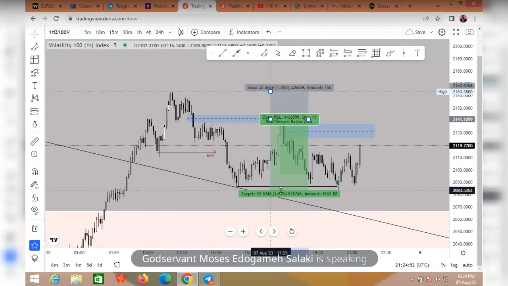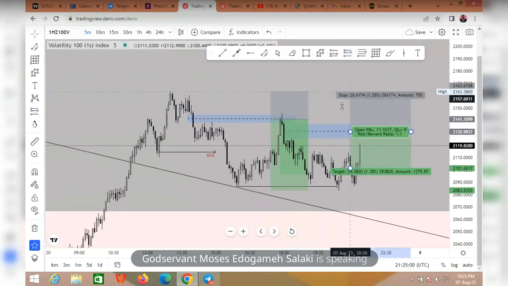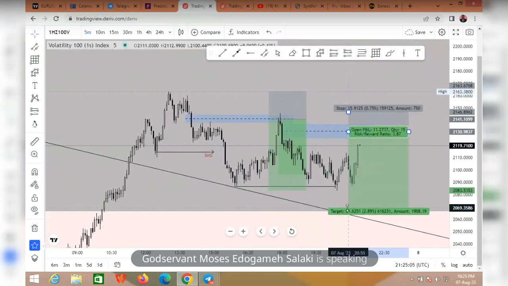The price didn't give any meaningful move. So the second entry, I'll take this as my second entry. Then stop loss now at this zone, and then we can just go down. That's a 15 pip stop loss.